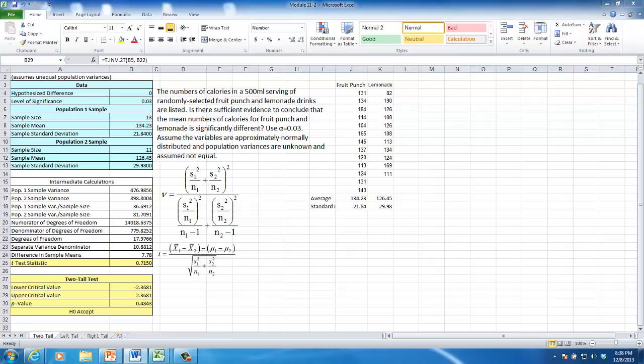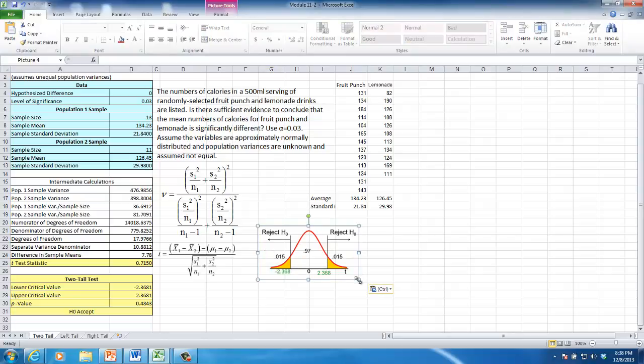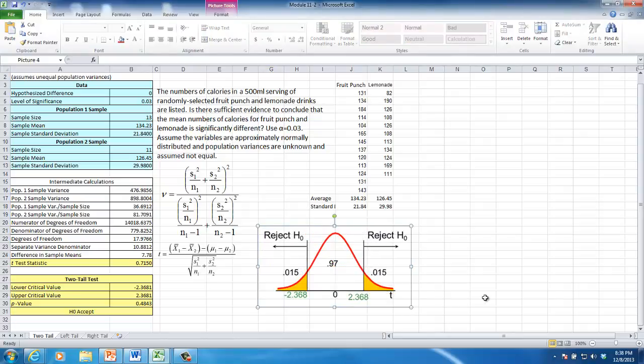So I'm going to bring this up as a graphic so we can see it. This is two-tailed because we are comparing whether there is a difference between these two samples, or these two populations, fruit punch and lemonade. So any number between minus 2.368 and plus 2.368 would be H0, except anything greater than 2.368 or less than minus 2.368 will be H0 reject, H1 accept.